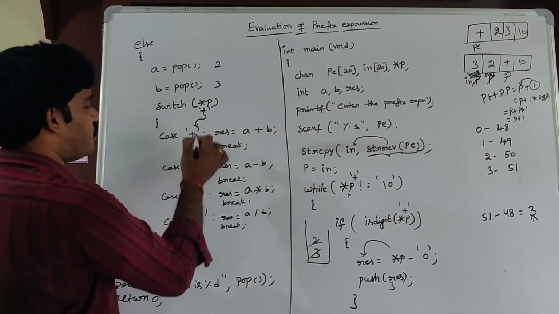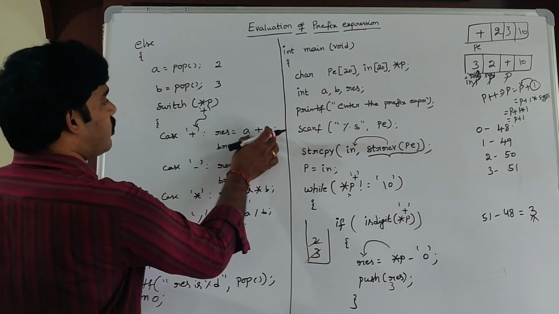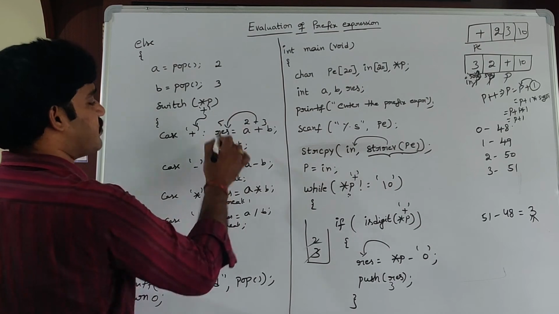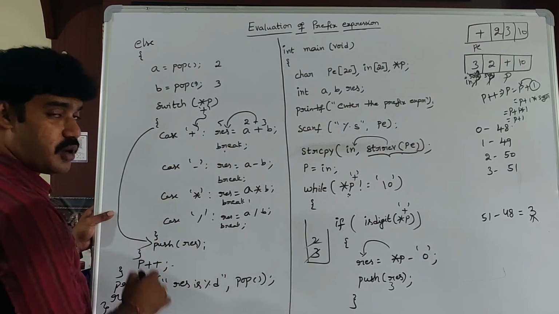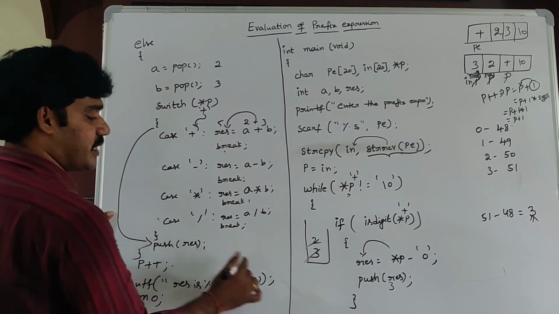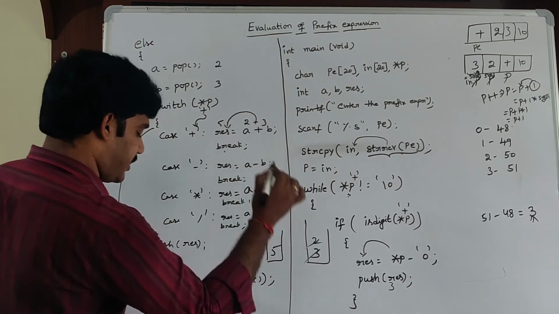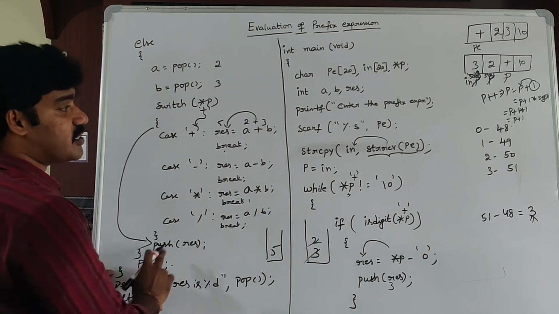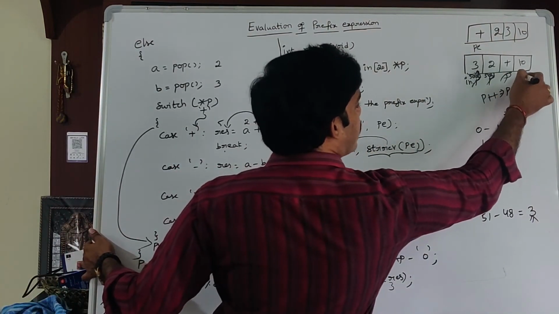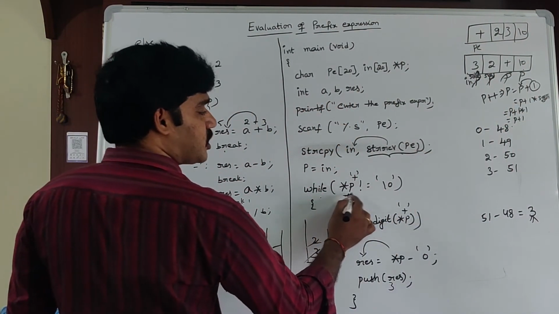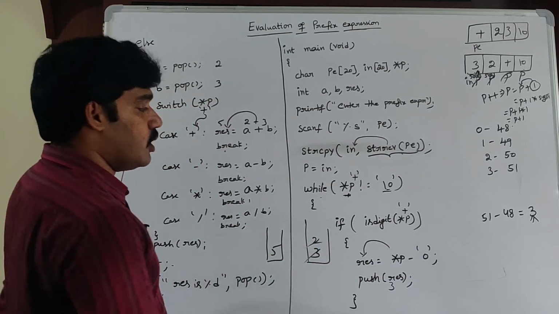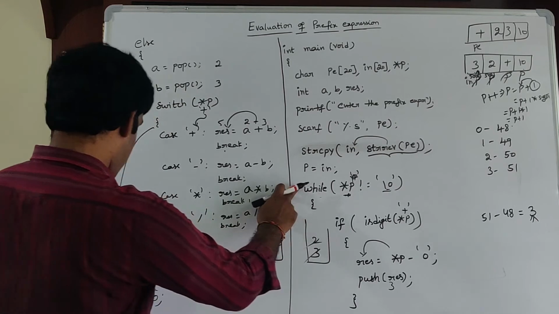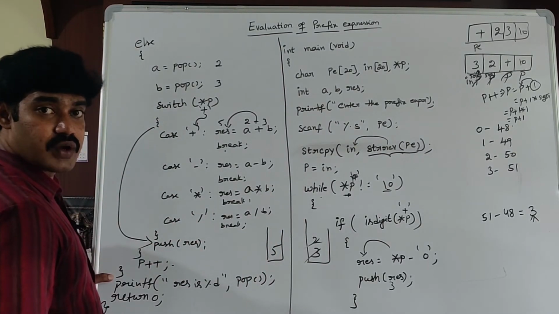This plus and this plus are both matched. Then result is equal to A plus B. 2 plus 3, that is 5. Result value is 5. Break, coming out of the switch block. Push of result. Push 5 into the stack data structure. Next, P plus plus. P plus plus is nothing but P points to the next one, backslash 0. Why? Star P not equal to backslash 0. Backslash 0 not equal to backslash 0, the condition is false. Coming out of the while block.